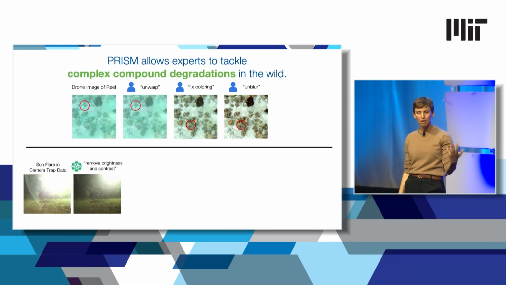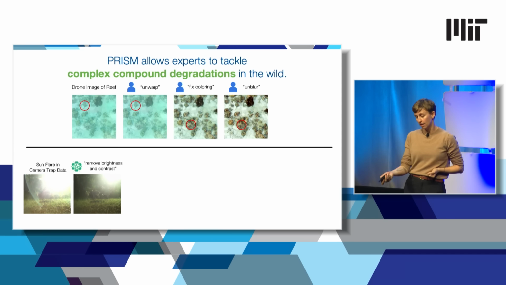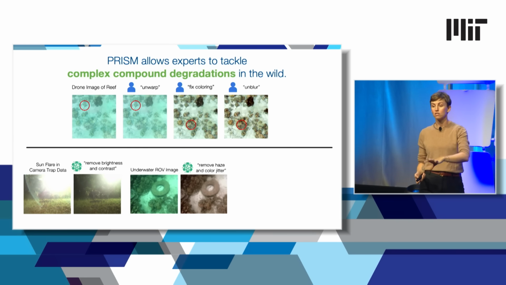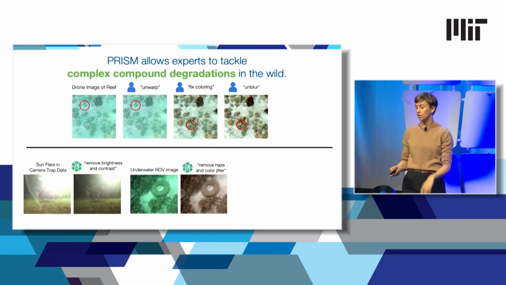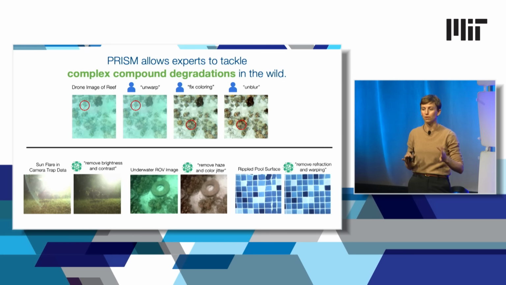So you can identify types of distortions that the model thinks might be in the image and remove them for things like images of species on the ground, again, underwater ROV images, so now instead of above the surface, below the surface, or the ability to even remove the surface of rippling water.